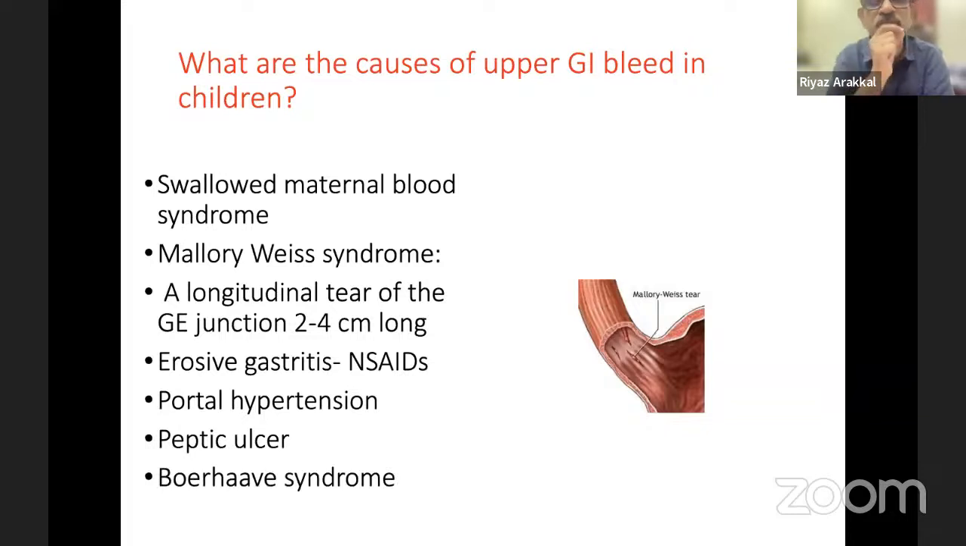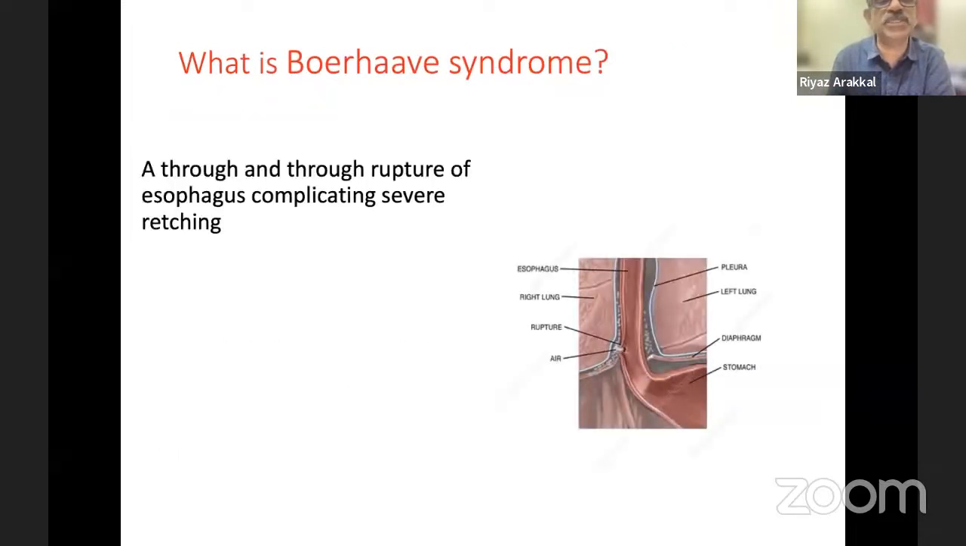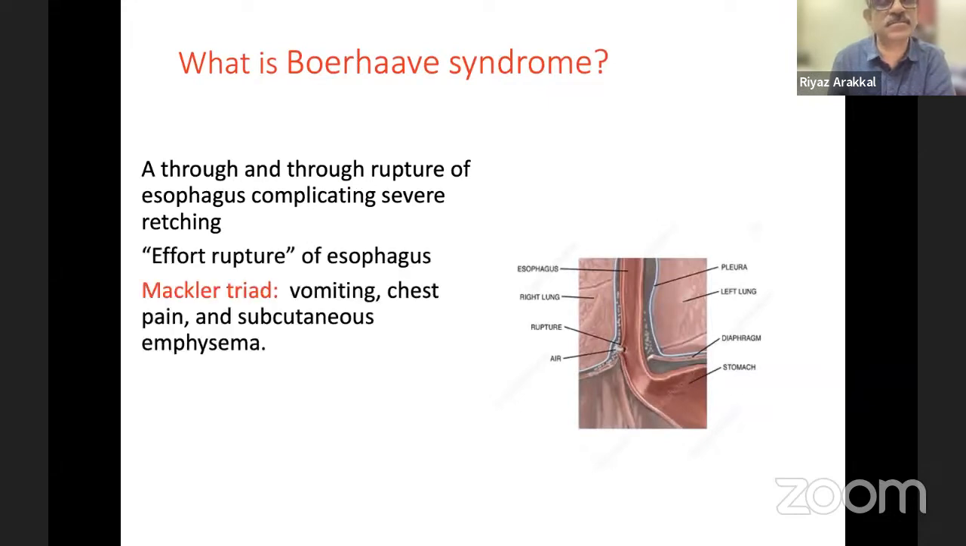What is Boerhaave syndrome? A rupture of the esophagus, a potentially fatal complication of prolonged, forceful retching and vomiting. That's Boerhaave syndrome, which is characterized by a through-and-through rupture of the esophagus. The triad of Boerhaave syndrome is called the Mackler triad: vomiting, chest pain, subcutaneous emphysema.